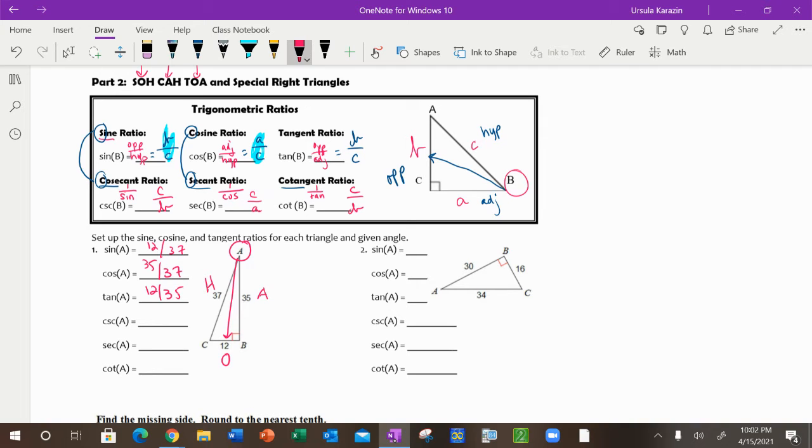Cosecant then is the reciprocal of sine, so that's 37 over 12. The secant is the reciprocal of cosine, so it's 37 over 35. And cotangent is the reciprocal of tangent, so it's 35 over 12. All right, so I'm going to pause. I recommend you do the second one, and then I'm going to give the answers. So I suggest you pause this video, go to the notes, fill them in, make sure you understand it, and then restart the video, or pick up on the video again.